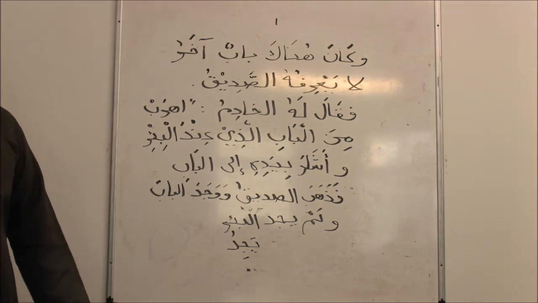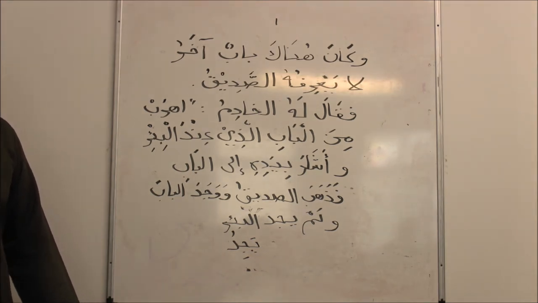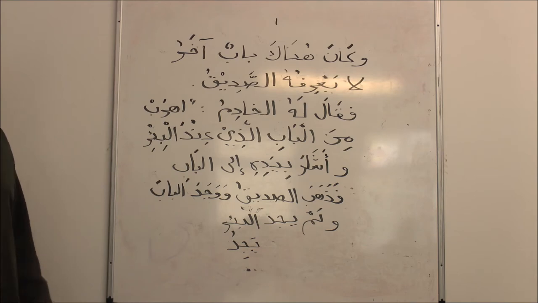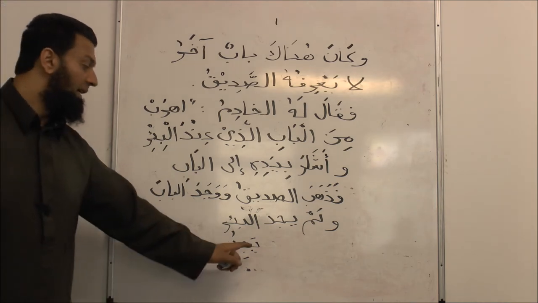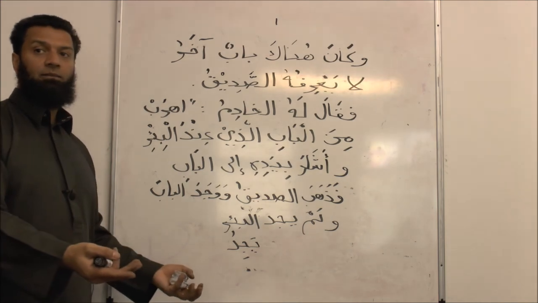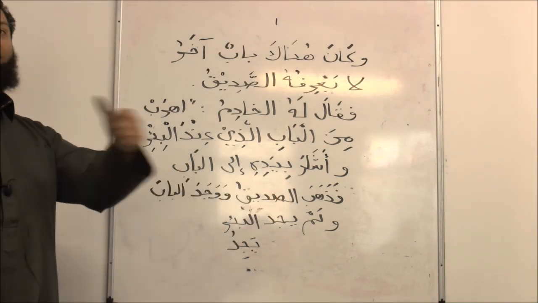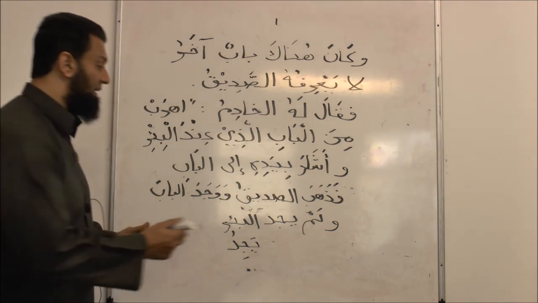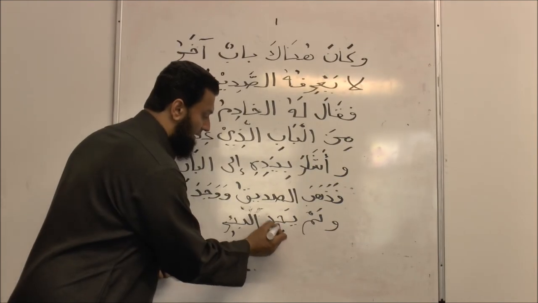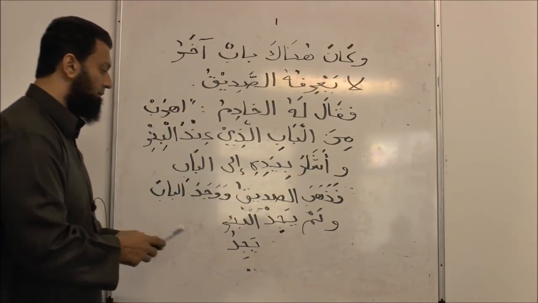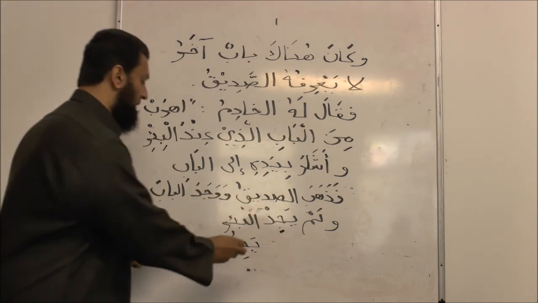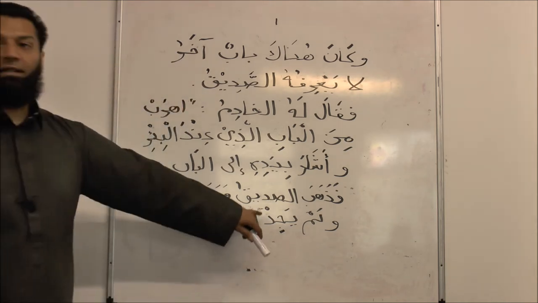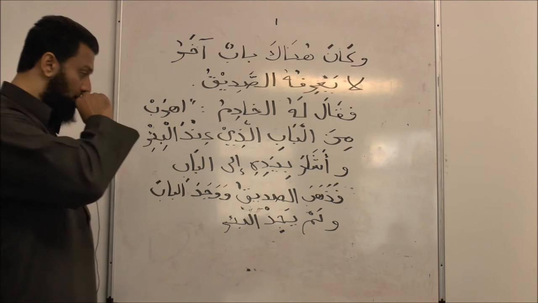Not he found, that's wajada. So it's the present tense, al mudari. He finds. Right? He didn't find the well. Yajidu is he finds. You place a lam before it, which negates al mudari, and it becomes وَلَمْ يَجِدْ. Why is it مَجْزُومٌ? Because of لَمْ. Why is the dal majzum with the sukoon? وَلَمْ يَجِدْ.